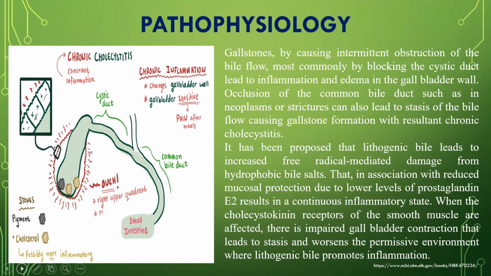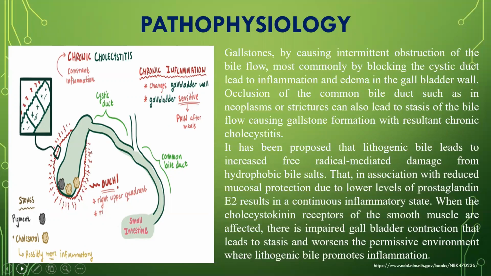Gallstones cause intermittent obstruction of the bile flow, most commonly blocking the cystic duct, with inflammation and edema of the gallbladder wall. Occlusion of the common bile duct, such as by neoplasm or strictures, can also lead to stasis of the bile flow, causing gallstone formation and resulting in chronic cholecystitis. It has been proposed that lithogenic bile leads to increased free radical-mediated damage from hydrophobic bile salts, in association with reduced mucosal protection due to lower levels of prostaglandin E2, resulting in a continuous inflammatory state.